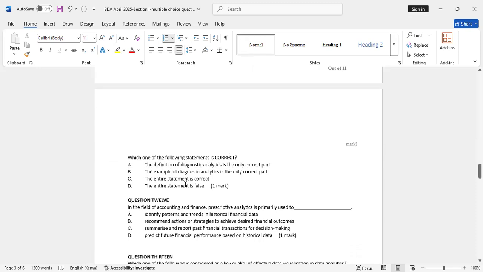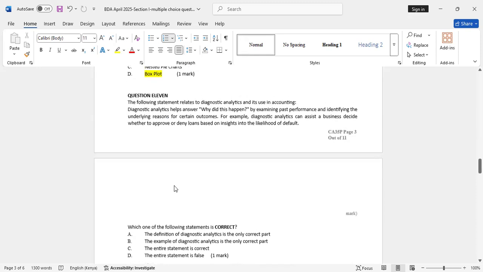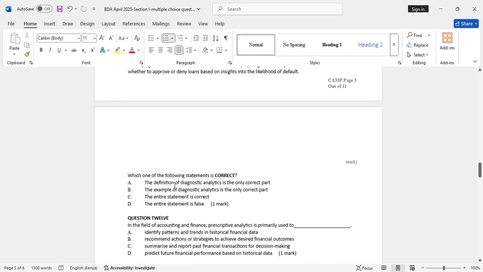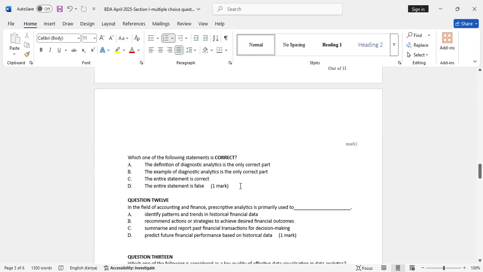So A says the definition of diagnostic analytics is the only correct part. They have said that diagnostic analytics helps answer, why did this happen? I'll go through all of them. So it means that what we have read is not correct. So the only correct part is diagnostic analysis. I have to go through so that I'll be able to eliminate. So answer B, the example of diagnostic analytics is the only correct part.